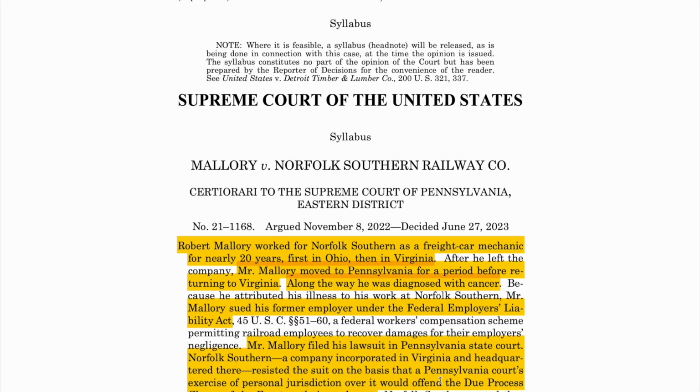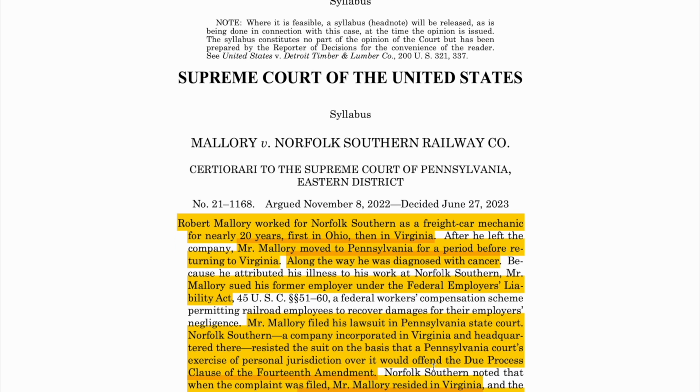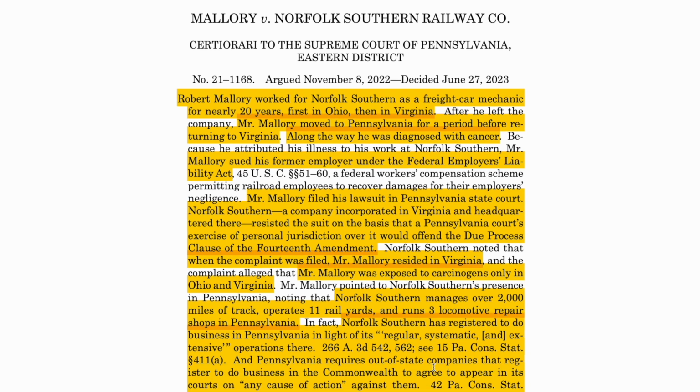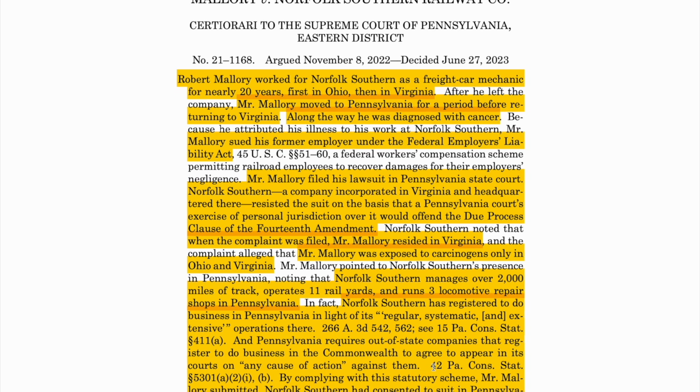From the syllabus of the case, Robert Mallory worked for Norfolk Southern as a freight car mechanic for nearly 20 years, first in Ohio, then in Virginia. After he left the company, Mr. Mallory moved to Pennsylvania for a period of time before returning to Virginia. Along the way, he was diagnosed with cancer. Mallory sued his former employer under the Federal Employers' Liability Act. He filed a lawsuit in Pennsylvania State Court. Norfolk Southern, a company incorporated in Virginia and headquartered there, resisted the suit on the basis that a Pennsylvania court's exercise of personal jurisdiction over it would offend the Due Process Clause of the 14th Amendment.